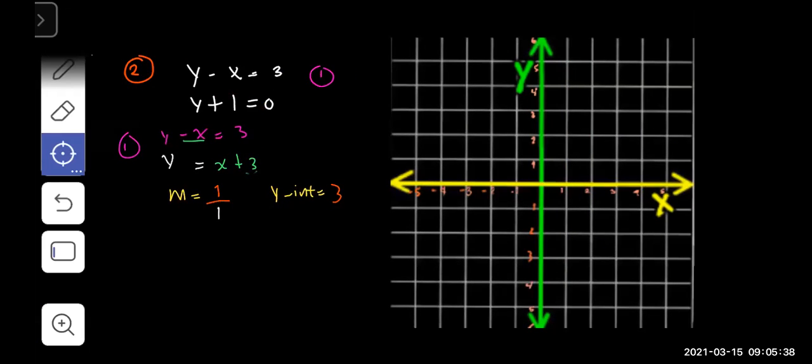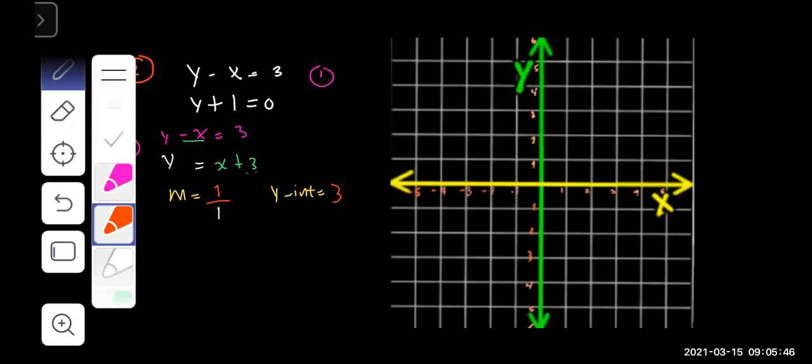I'm going to look for the y-intercept. This is y, guys, this is the y-axis. Y equals 3: 1, 2, 3. Positive 3. That's going to be my first point. Y equals 3.